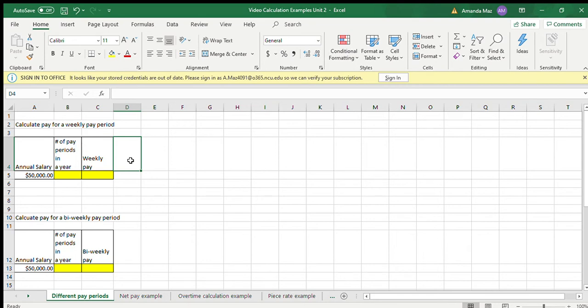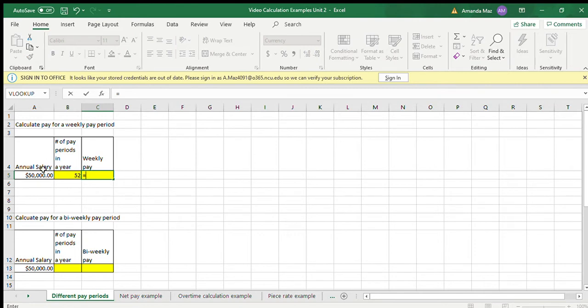So let's talk about calculating gross pay for different pay periods. First, let's talk about a weekly pay period. Here we have an annual salary of $50,000 and the number of pay periods in a year. In this case, there are 52 pay periods in a year, and I'll go ahead and key in the formula: $50,000 divided by 52 pay periods.